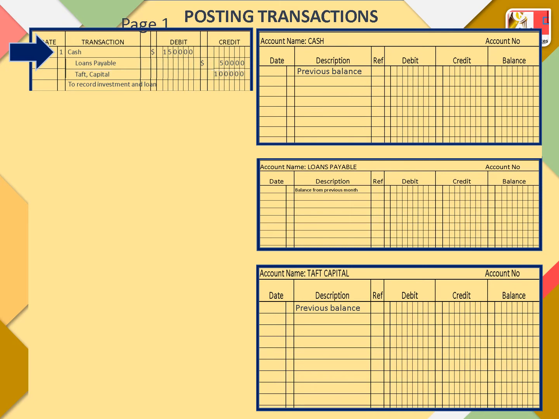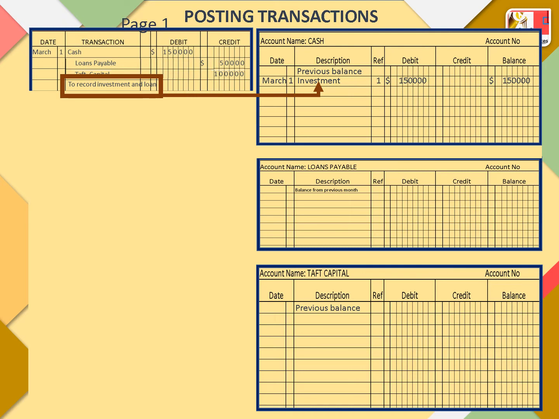Here we go. There are 3 accounts on this March 1 transaction. Let us first transfer the debit entry of cash by writing it on the debit side of the ledger for cash, and then forward the amount to the balance column. For the description column, simply describe what this transaction is all about. A clue can be taken from the explanation, which we did in the journal entry on the same date.